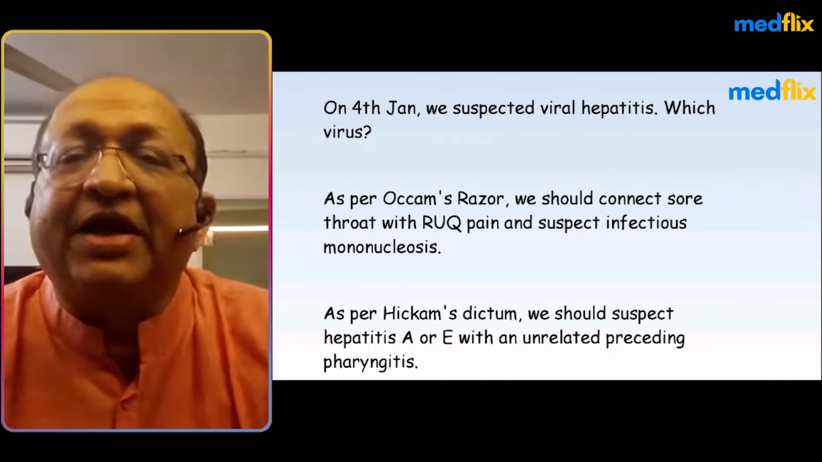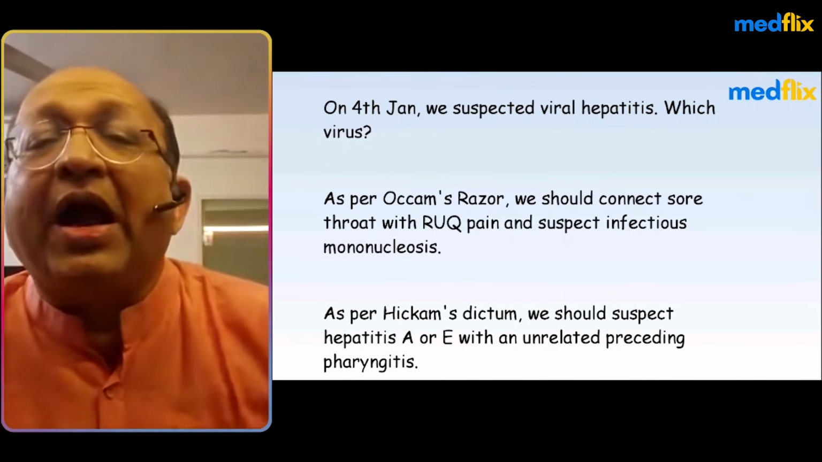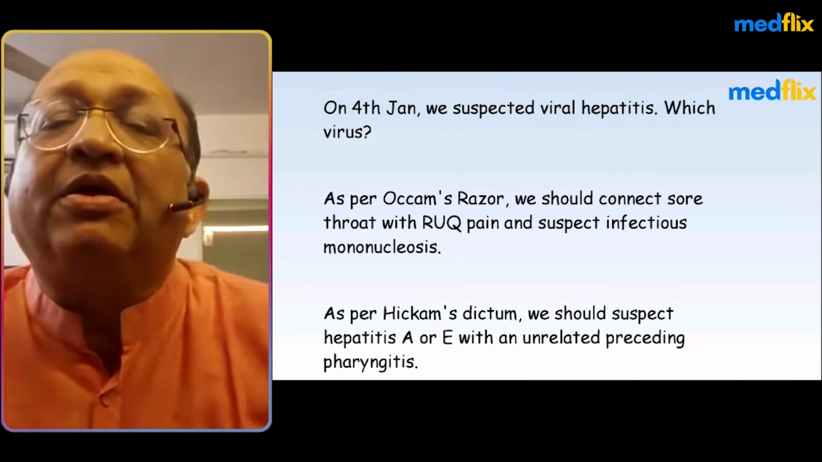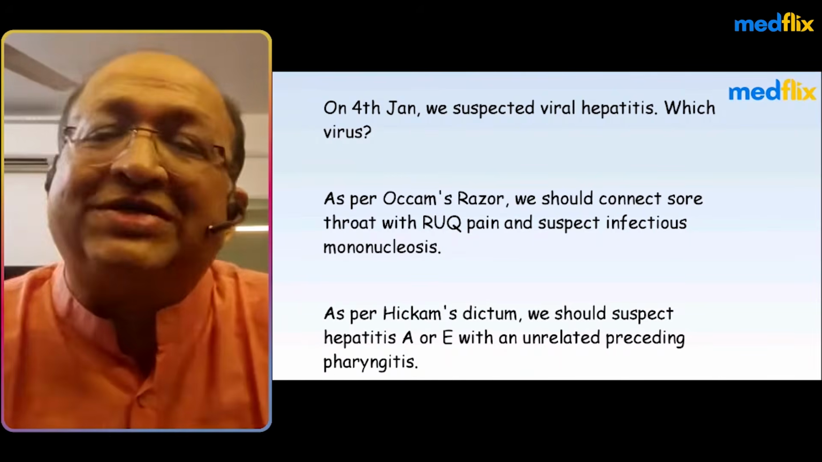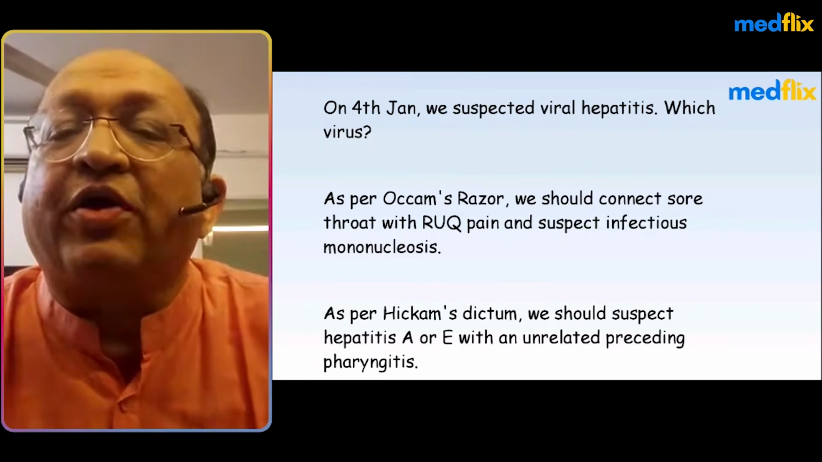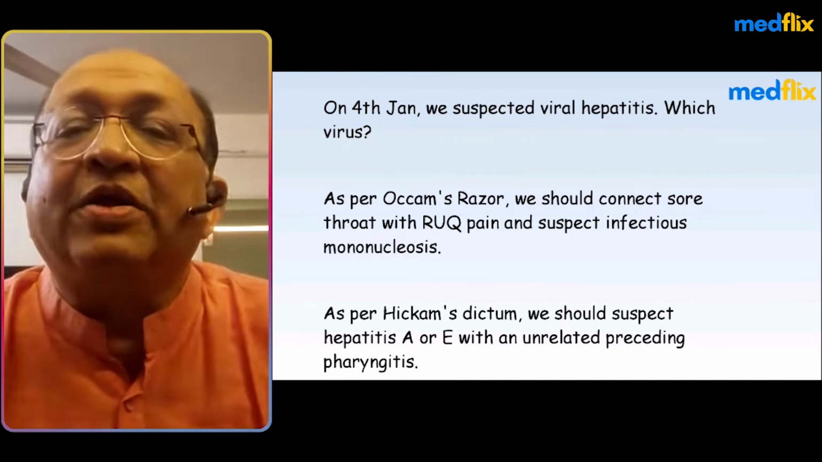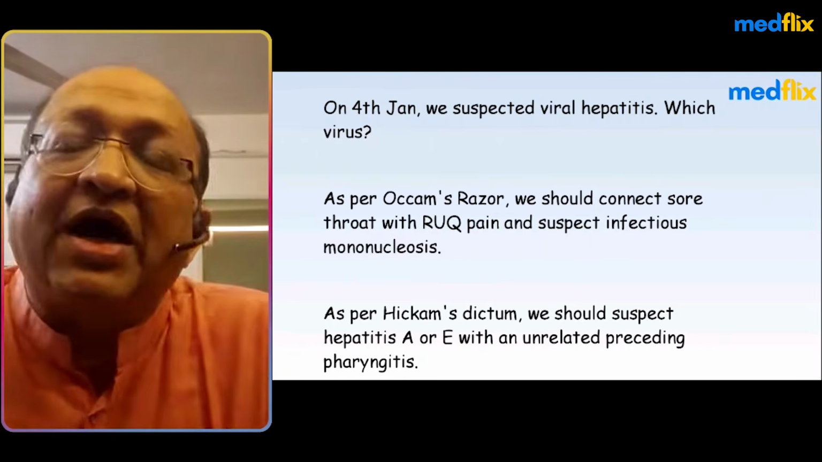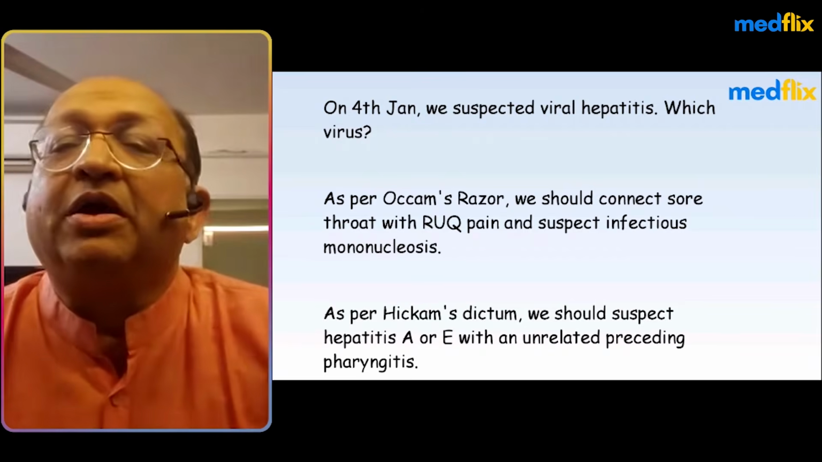Hickham's dictum says that separate symptoms with separate locations and separate times of onset can be due to two different causes. So if we believe in Hickham's dictum in this case, we would say, okay, this was viral pharyngitis, and the right upper quadrant pain with the hepatitis-like features is nothing but a routine hepatitis A or E.